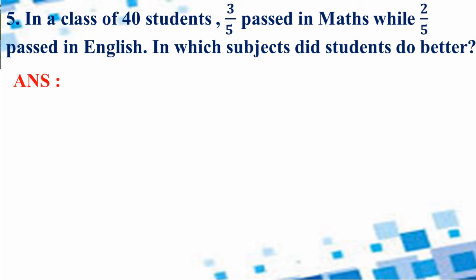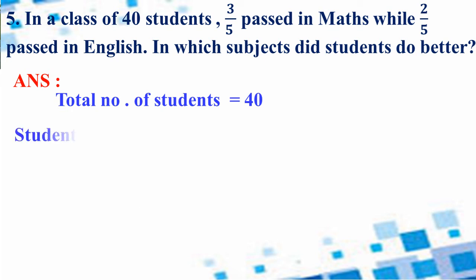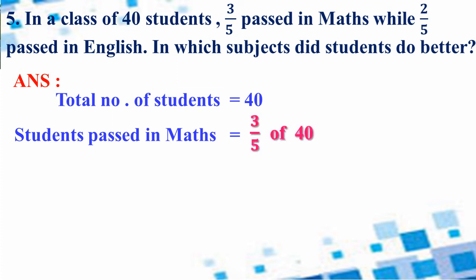Here the total number of students is 40. Students who passed in maths are 3 by 5 of 40. So we multiply 3 by 5 and 40. Here 1 5s are 5 and 8 5s are 40. So let us multiply 3 and 8. We get 24.